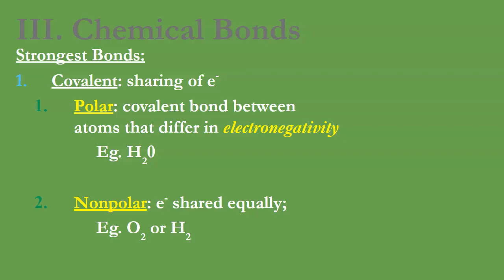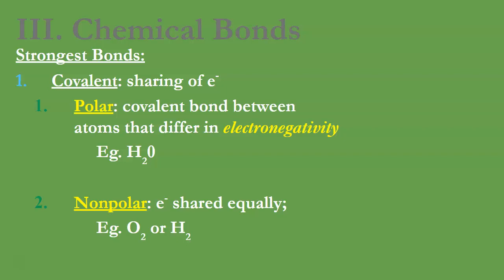But in the context of biochemistry, they do help to form bonds with one another. So there are different types of bonds. The strongest bonds, first we have covalent, which means they are sharing electrons. Co means together, so think of covalent as sharing them together. This can be polar or nonpolar.